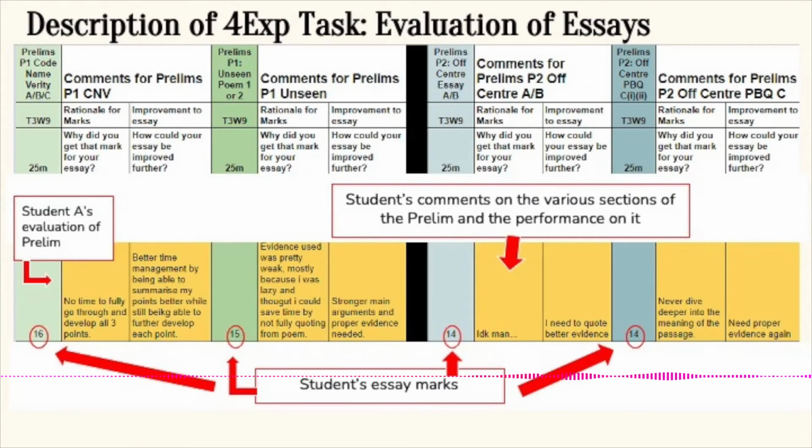No time to fully go through and develop all 3 points. How can you improve your essay more? Better time management by being able to summarize my points better while still being able to further develop each point. The unseen poetry evidence was pretty weak, mostly because I was lazy and thought I could save time by not fully quoting from the poem. So the student actually understands and learns it. But this other part, the last one for prelims, off-center, never dive deeper into the meaning of the text, need proper evidence again. So you can see that actually they have this moment of thinking.